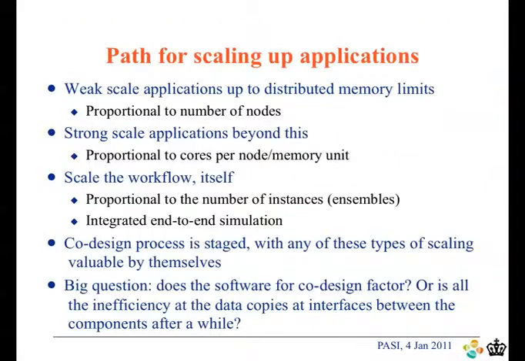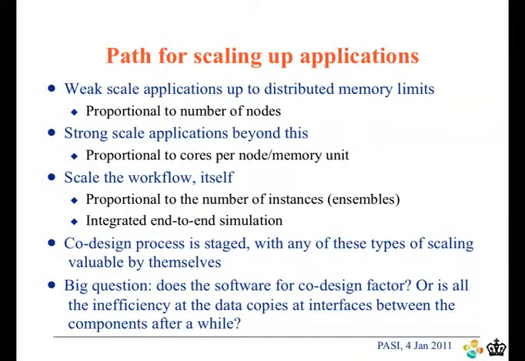The path for scaling up applications has three factors. We can weak scale up to the end of distributed memory. If we only get 10-fold more memory at the exascale, then we can only weak scale by one more factor of 10. That means we have to strong scale the rest of the way. So, strong scaling to use the cores per fixed memory unit. And those are two factors.